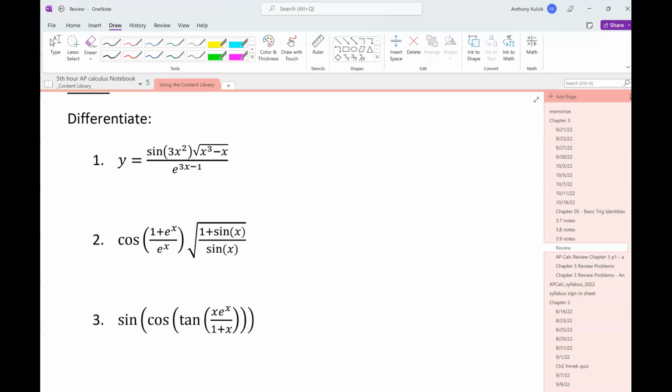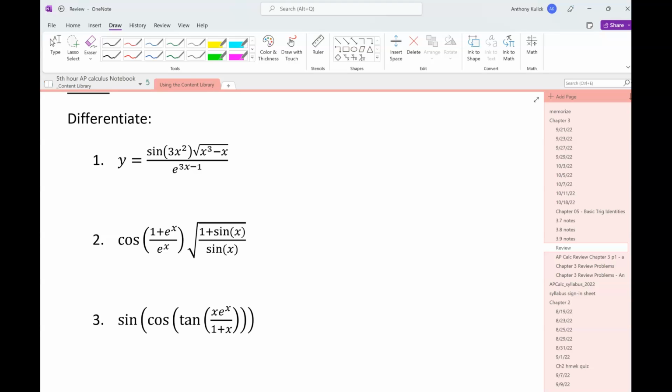When we look at this problem, I see one quotient rule, I see one product rule, and I see 3 chains. You guys agree with that? So 3 chains, but they're not connected. Correct. Unlinked chains, right? So which one needs to be done first?